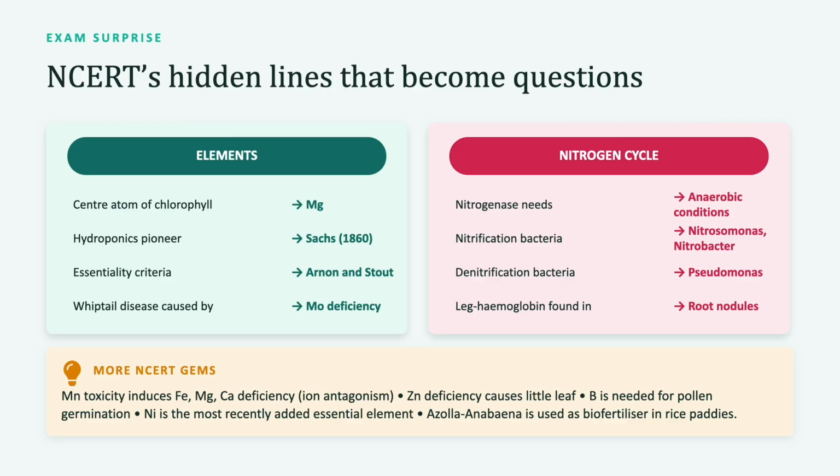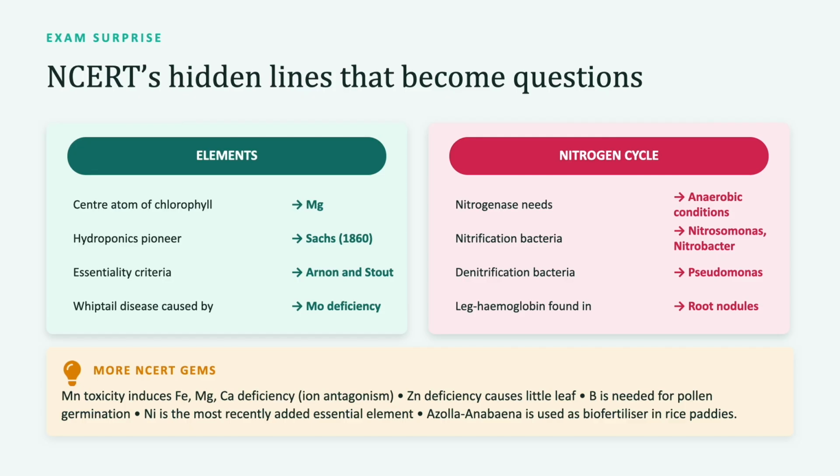More gems. Manganese toxicity induces deficiency of iron, magnesium, and calcium. Zinc deficiency causes little leaf. Boron is essential for pollen germination. Nickel is the most recently added essential element, and the Azolla-Anabaena association is used as a biofertilizer in rice paddies.